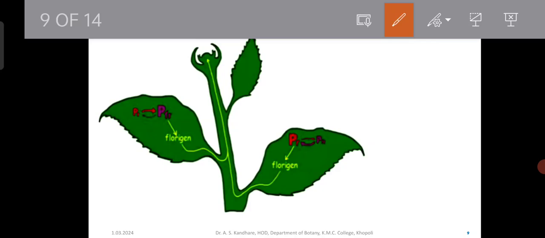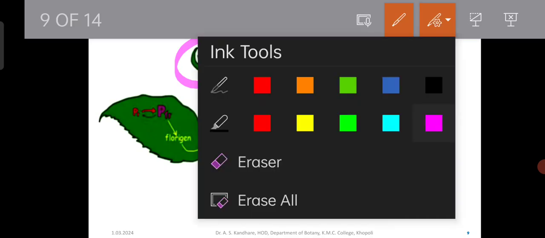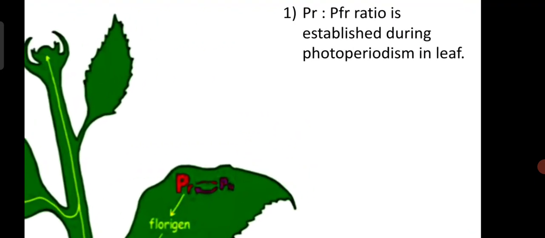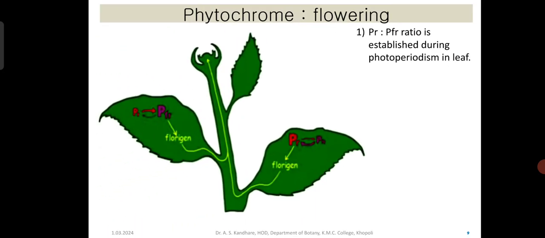The cells that are destined to develop flowers are located in this location. Therefore, the effect of florigen is seen here only, not anywhere. कहीं भी नहीं होगा उसका. तो इस प्रकार से आप देखते हैं कि फ्लोरल प्रिमॉर्डिया जहाँ पर है वहीं पर उसका फ्लोरिजिन का इफेक्ट दिखाई देगा. So therefore, PR to PFR ratio is established during photoperiodism in leaf.